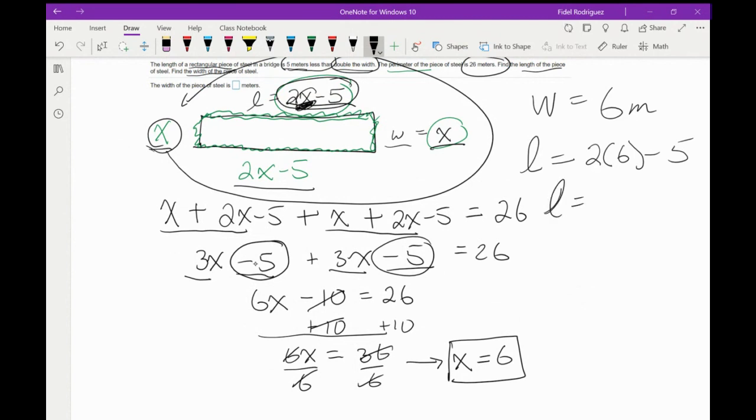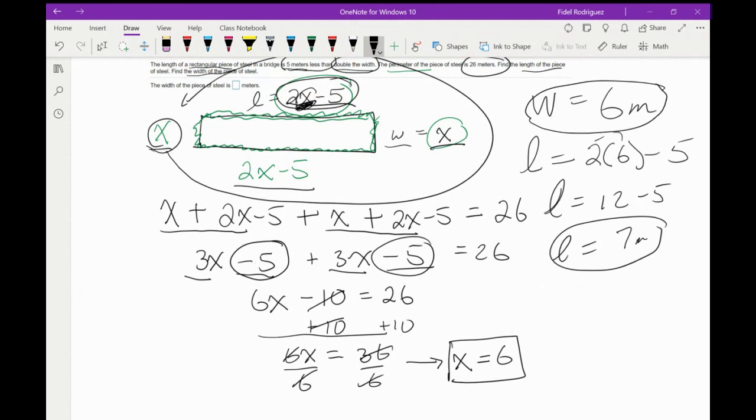Okay, so 2 times 6 is 12, and 12 minus 5 is, what, 7 meters? So we found our width and we found our length, okay? So before I go on and check my answer, are we okay in how we got to that stage? Did I lose anybody anywhere? No, we're good? Okay, let me go ahead.